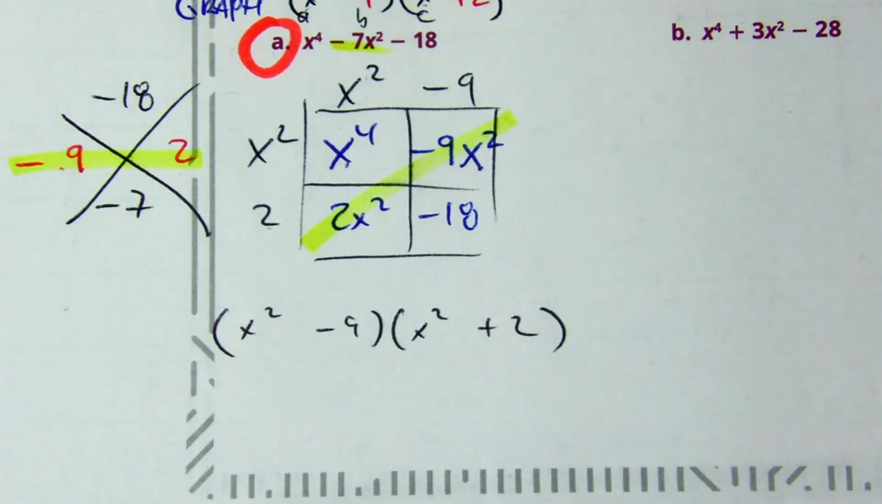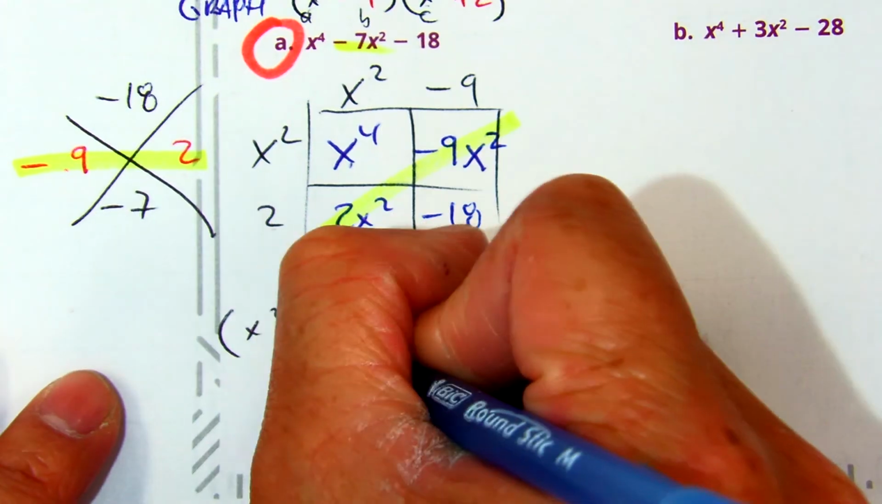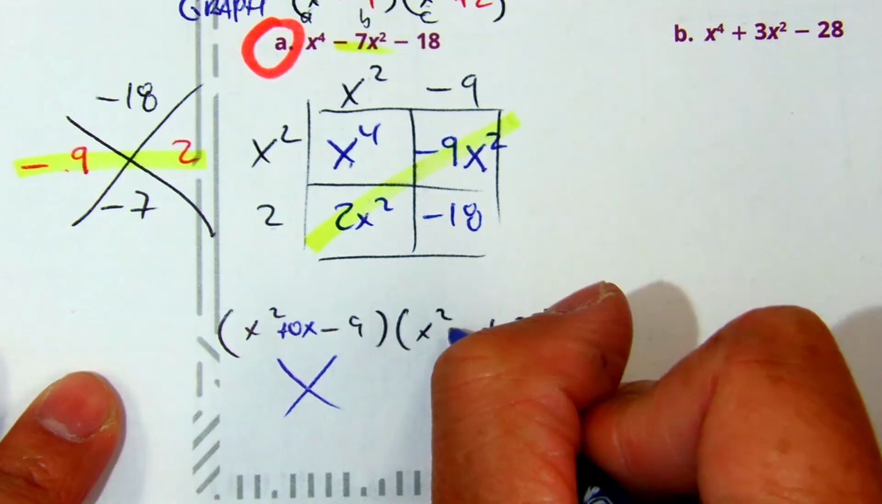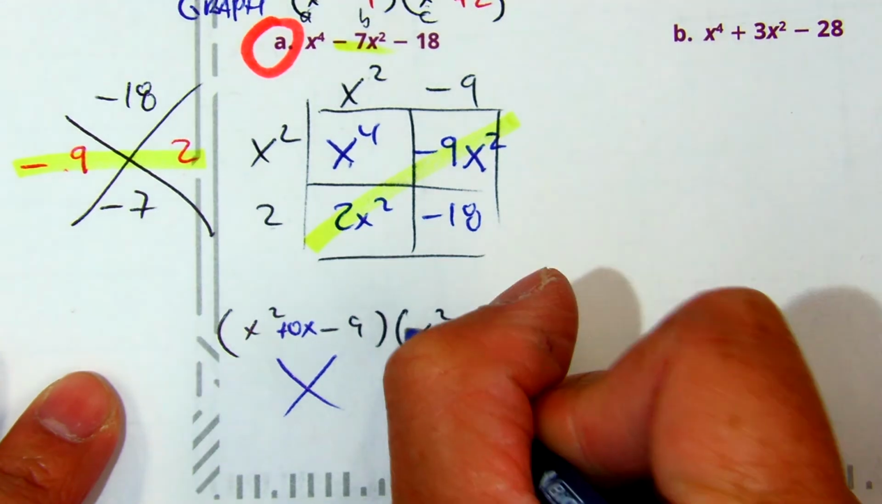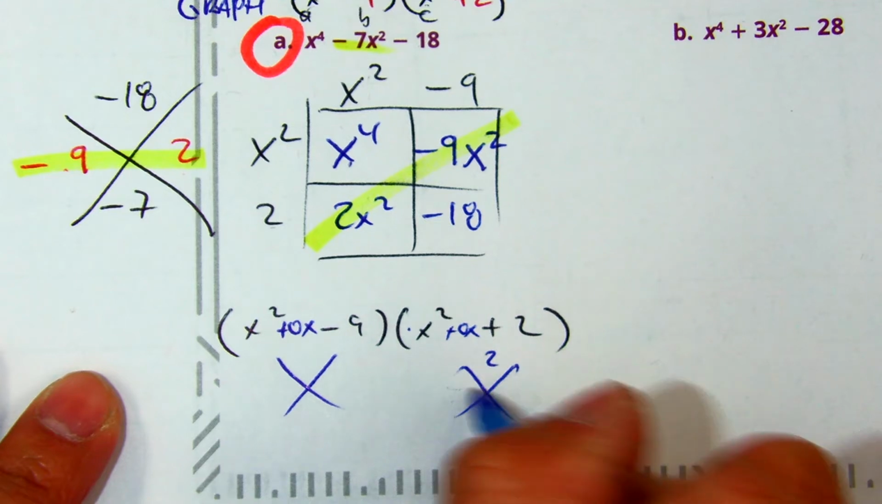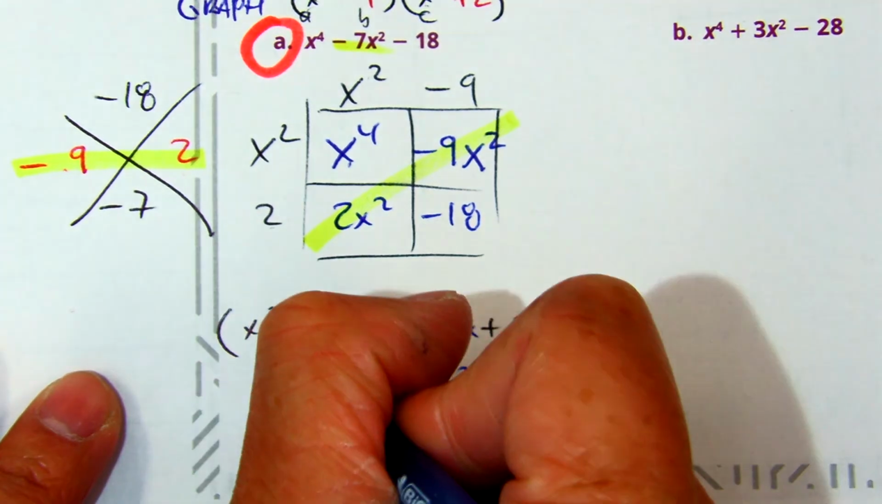What are you saying, Marisol? Correct. You're going to have to add a 0x here. The reason why you can't do it over here is you put a 0. A times c is 2. B value is 0. There are no two numbers that multiply to be 2 and add to be 0. This will be -9 and 0.